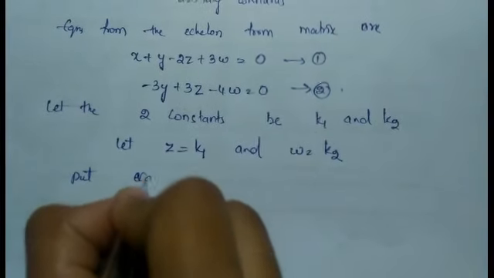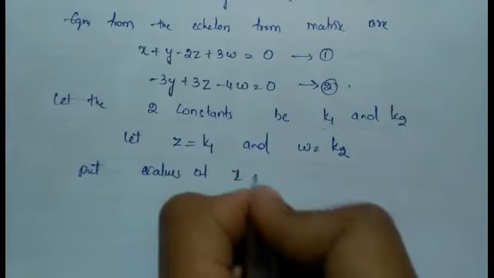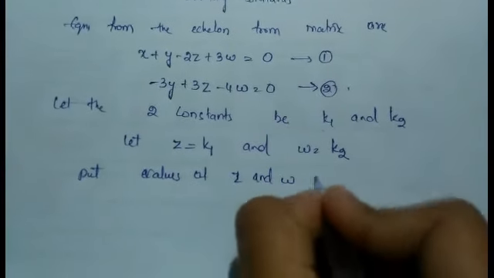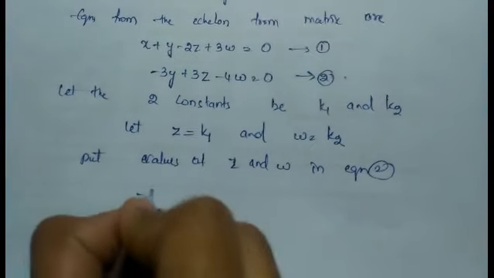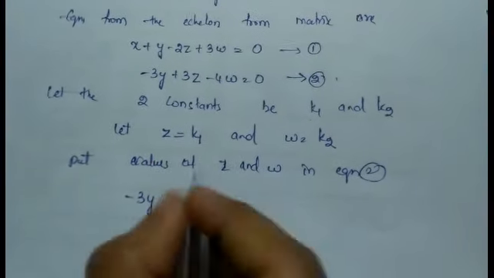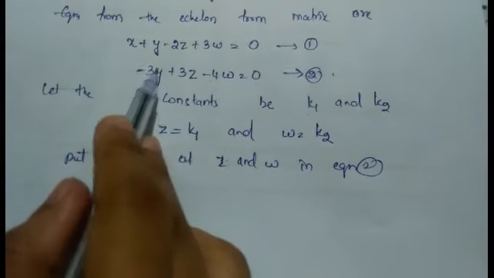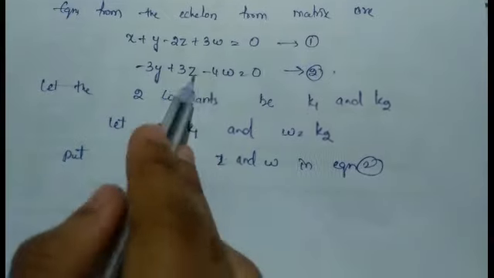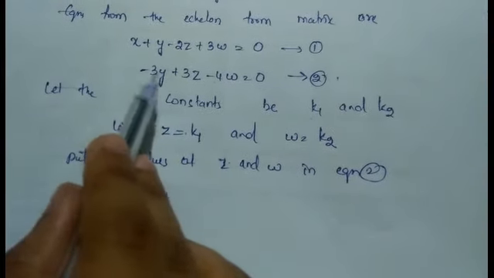Put the values of z and w in equation 2. Then we get the equation as minus 3y plus, we are substituting this z and w in this equation because here is only one variable, and these two variables we substitute with constants, then it will be very easy to get the value of y.